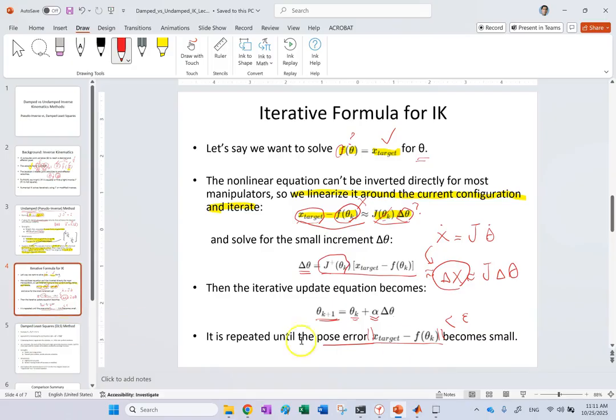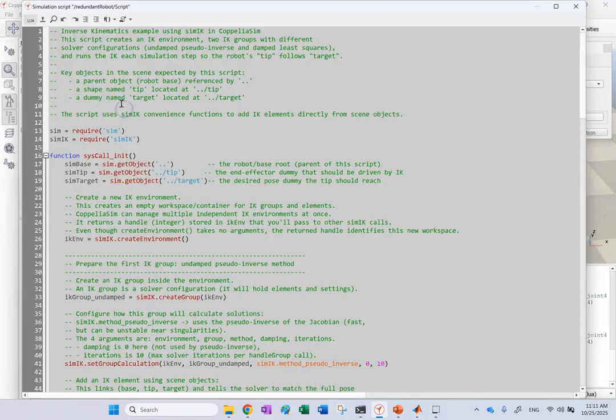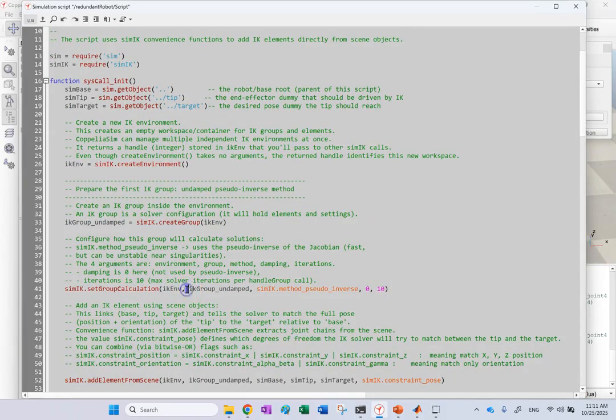That's why in CoppeliaSim, you had to provide an iteration number, right? Let me show you here. When you created this ARM group, basically an inverse kinematics group, look, you gave it 10 maximum number of iterations, right? Because you don't want to stay in an infinite loop, so you give it the max iteration. If that doesn't converge in those many iterations, you get out. And look, this method had no damping. What is damping? I'll show you in a second.